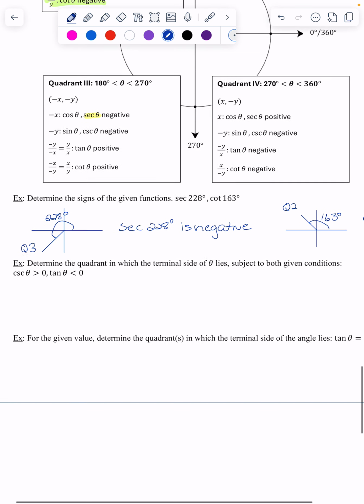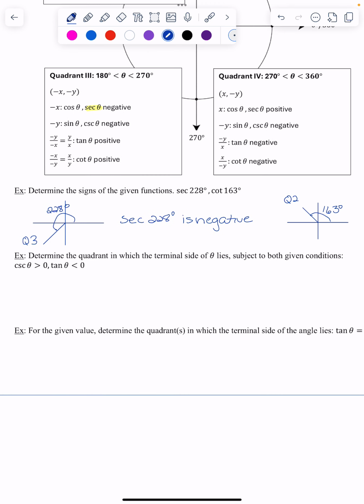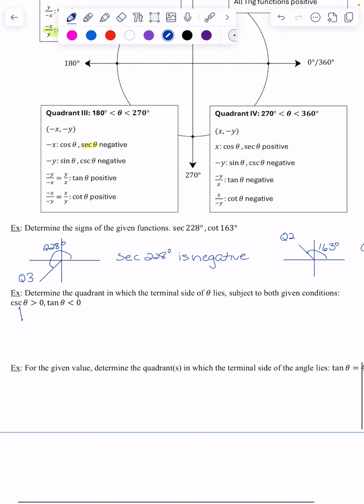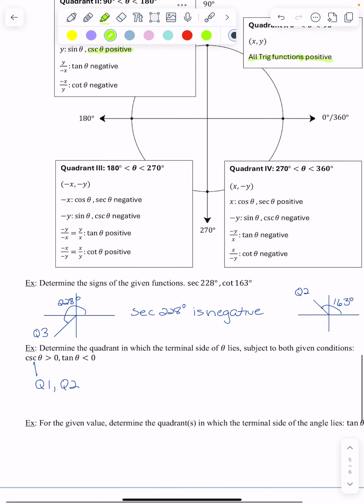The next one, I determine what quadrant I'm in based on where the terminal side is, given the conditions. I know that cosecant is greater than 0, so that means my y value is positive. Just off of this, I know I'm either in Q1 or Q2. Let's erase these real quick. If you want to go back to this, I want a cosecant that's positive, so cosecant's positive here, and everything's positive up here, right? Only in two of them.